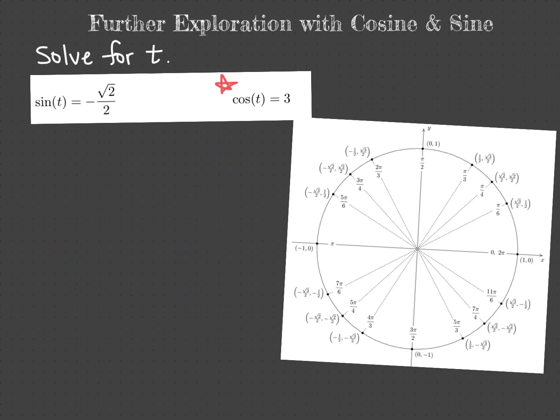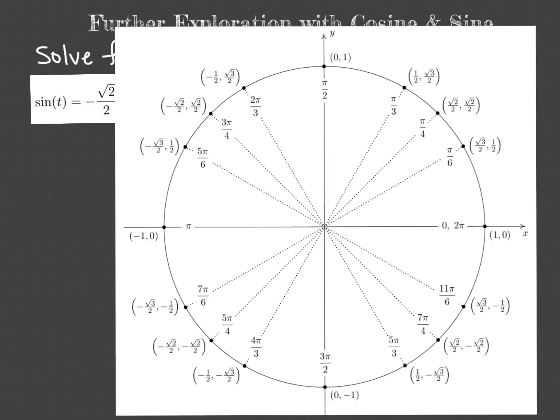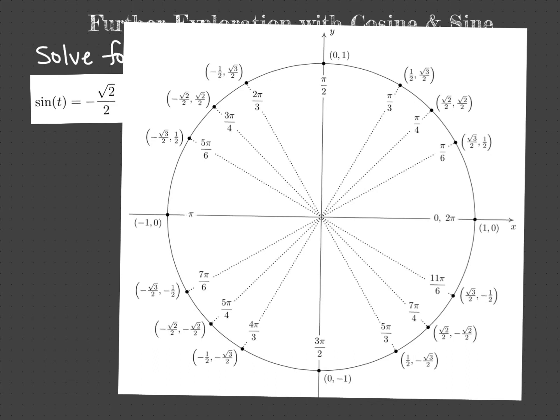Let's take a look at this last one here. We want to solve for t so that the cosine of t is 3. Now if we take a look at our unit circle, do you see anywhere where the cosine is 3? I do not, and neither will you. The largest cosine value that we actually end up having is 1, and the smallest cosine value that we end up having is negative 1, and that's because the radius of this circle here is just 1. So it's never going to extend past that.